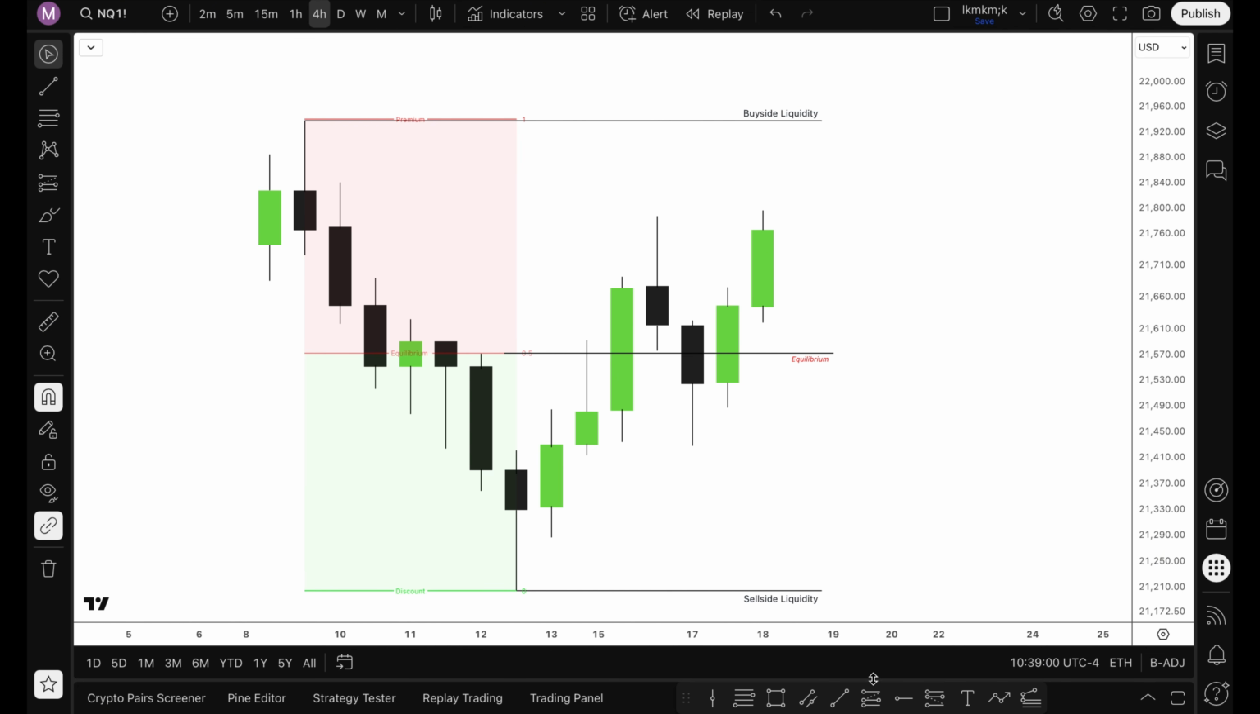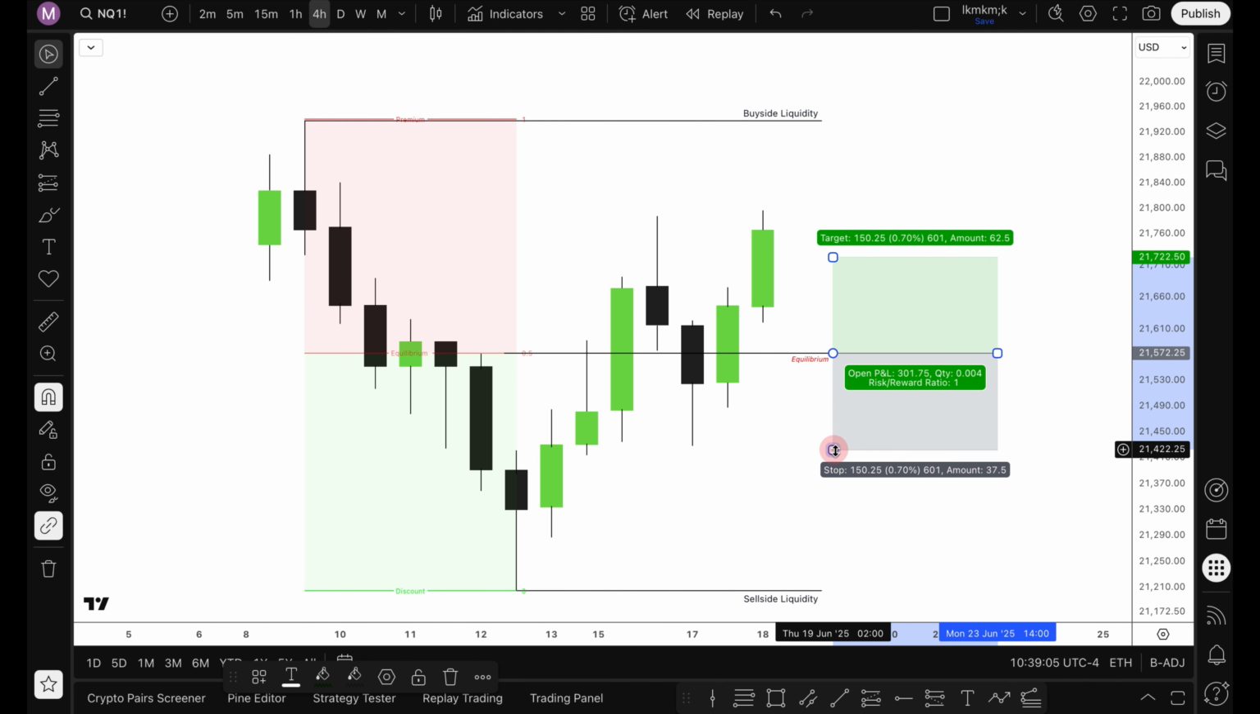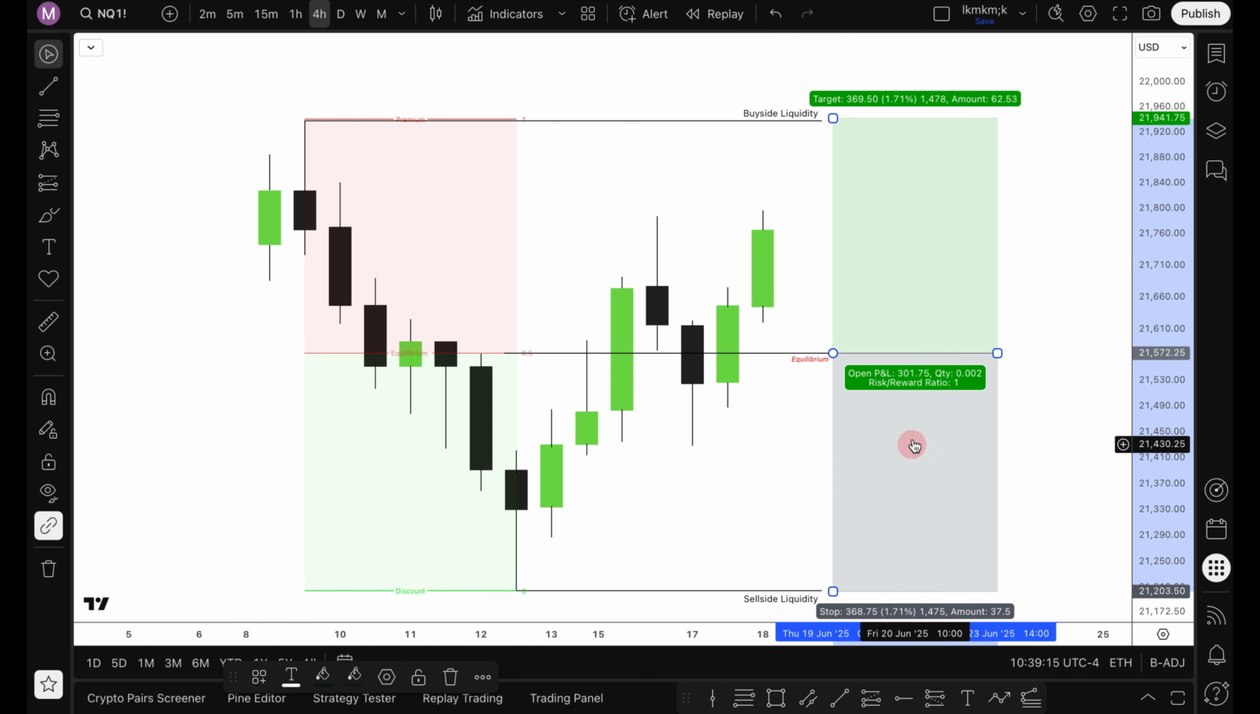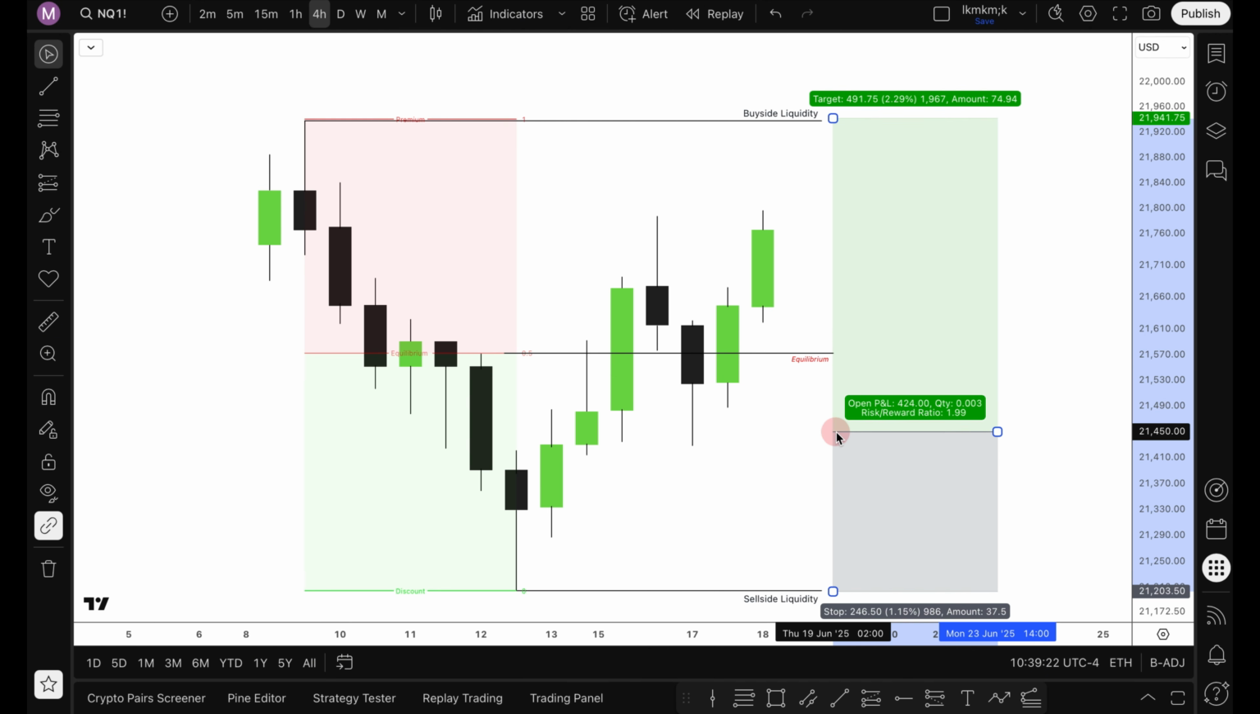For example, if I was to enter a long position at the equilibrium of the range and I put my stop loss below this low and my take profit above this high, you can see that my risk to reward ratio will be a 1 to 1. However, if I move my entry point deeper into the discount area, you can see that my risk to reward ratio becomes more favorable, and it turns into a 1 to 2.